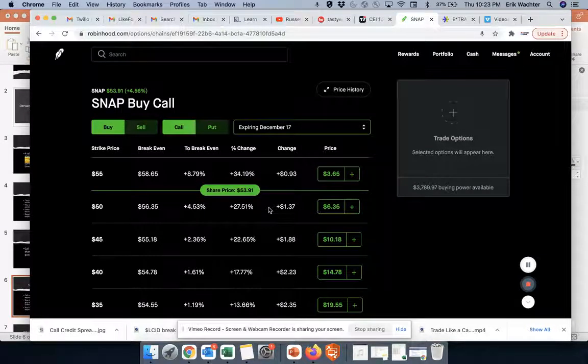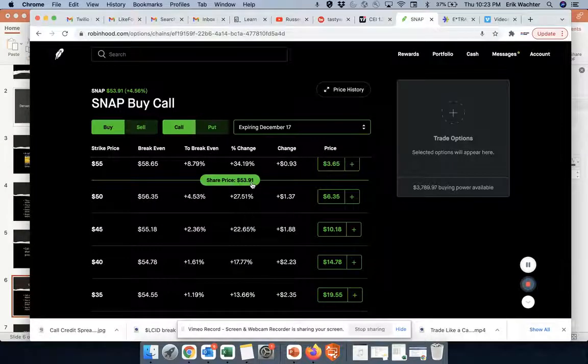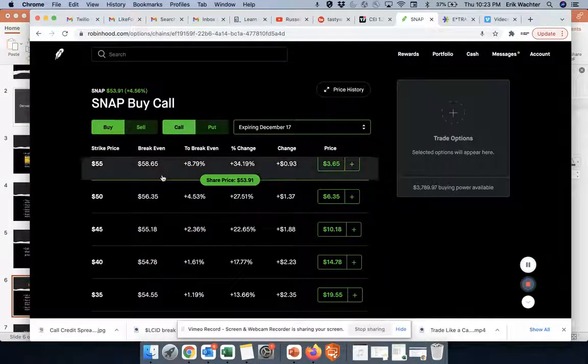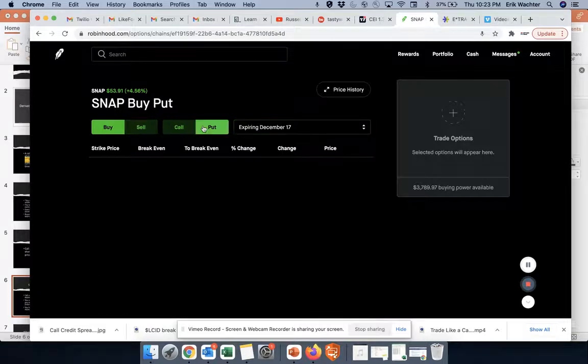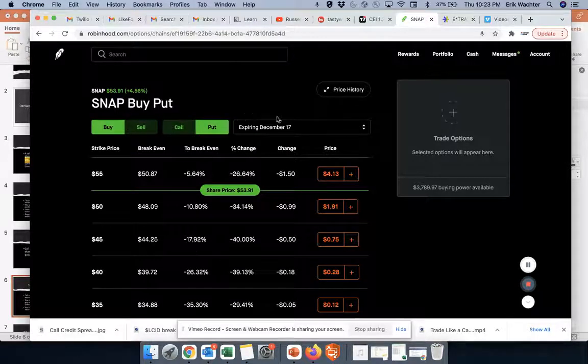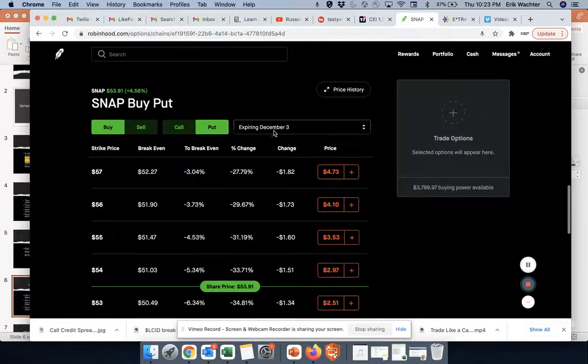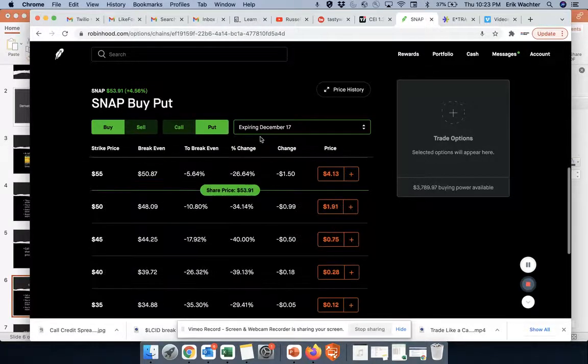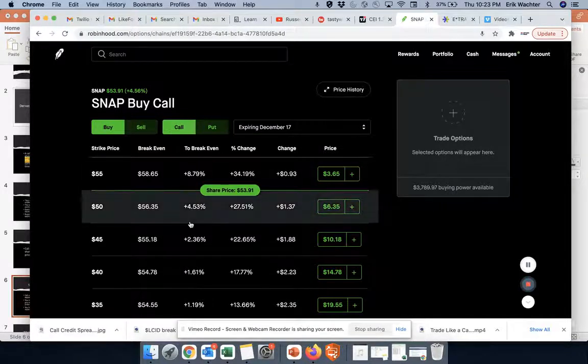Okay. So as we look at this, this is the call option chain. We have calls and puts. We can buy or sell. We can change the dates, December 3rd. This is the expiry date, so we're going to choose December 17th. This is the date the contract expires. And we are going to select buy, and we're going to do calls because we want to buy calls.